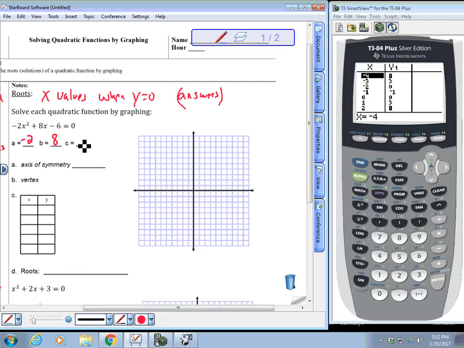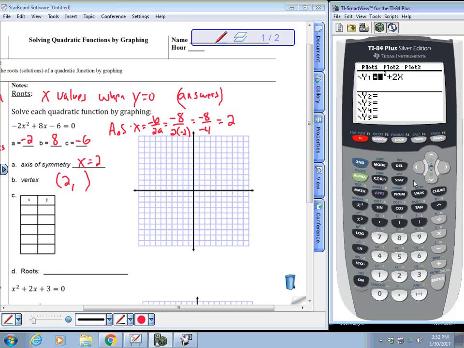-2 for A, 8 for B, -6 for C. Figure out the axis of symmetry, and again that is x equals the opposite of B over 2A. So it's going to be the opposite of 8 over 2 times -2, which is -8 over -4 or +2. So x equals 2. Then I know my vertex is going to have the 2. You've got to figure out the y value.